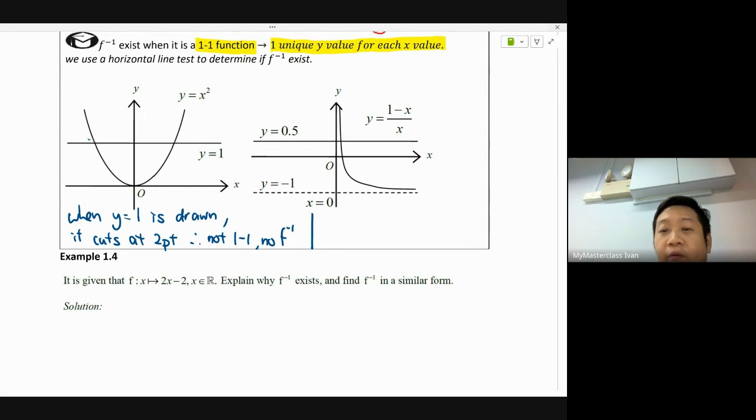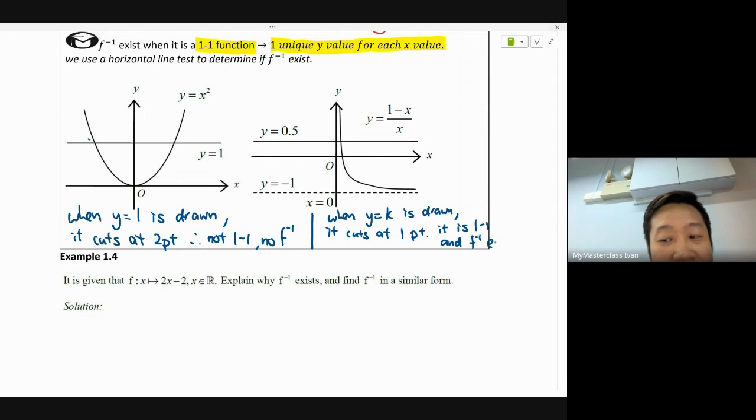Whereas for the next one, when y equals to k is drawn, it cuts at 1 point. So it is 1-1 and f inverse exists.